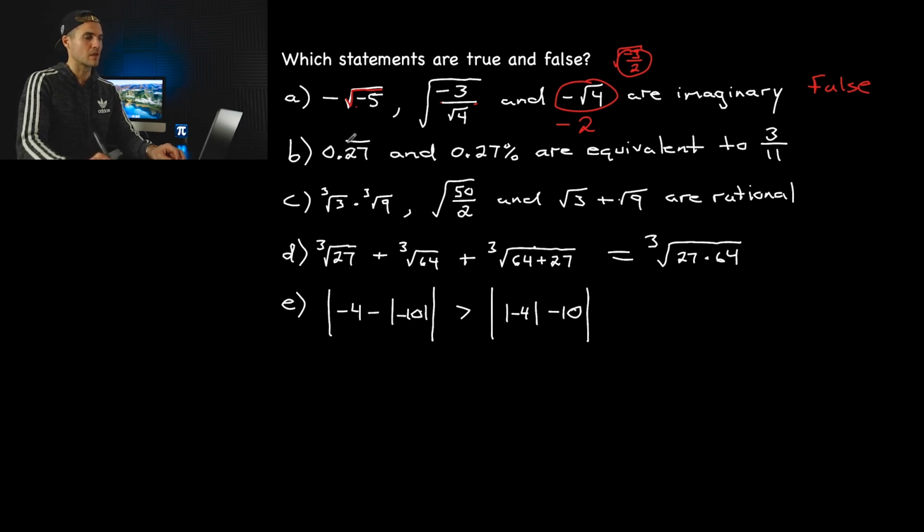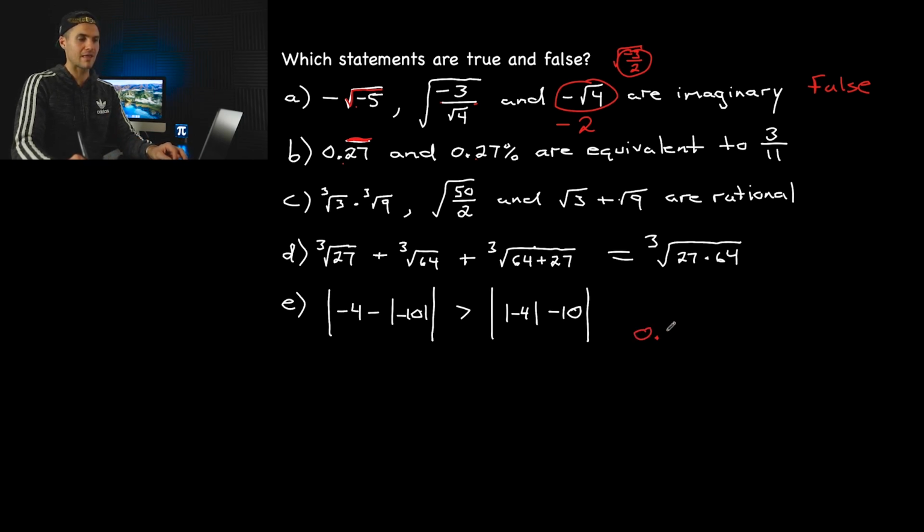Okay, part B. We're told that 0.27 repeating, which means that the pattern repeats, and 0.27% are equivalent to 3 over 11. Well, we didn't even have to see the 3 over 11. The fact that they're saying that this and this are equivalent means that both of them are equivalent to something, so they're equivalent to each other. Well, these are not equivalent, right?